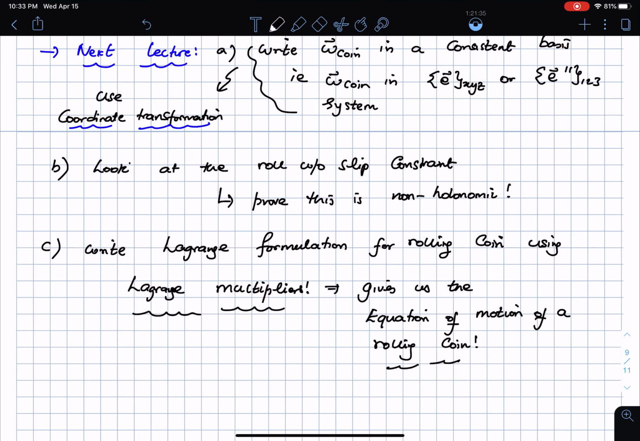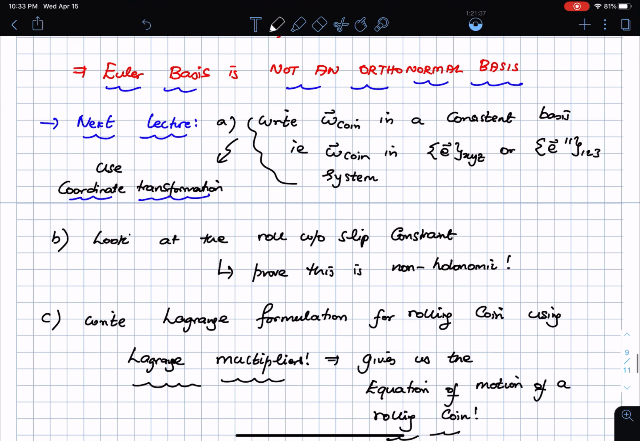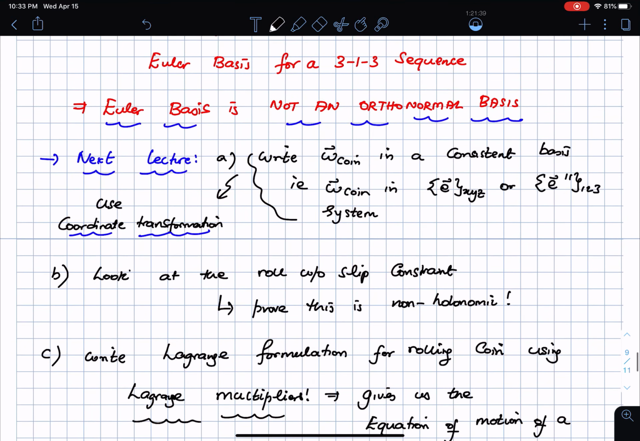Alright, so most of the hard work has been done. The hard work was done in obtaining omega coin. This was the most difficult part here. Once we have that, then we have all the coordinate transformation matrices. Writing the angular velocity in a consistent basis is not a big deal. Rolling without slip is a vector equation which we can make use of, fairly straightforward.